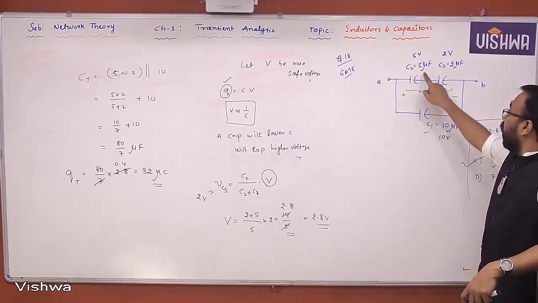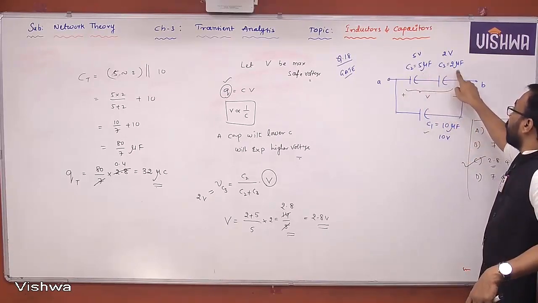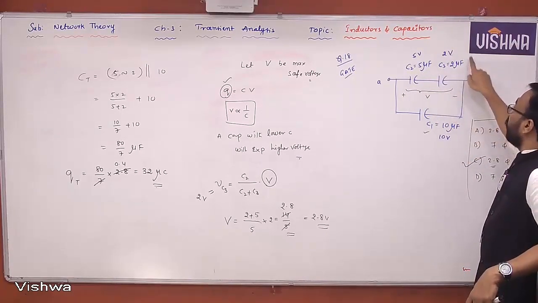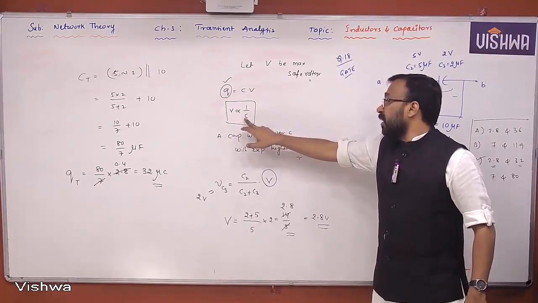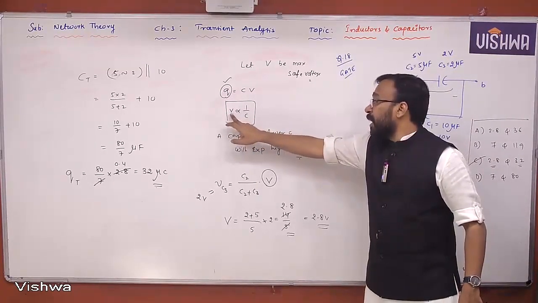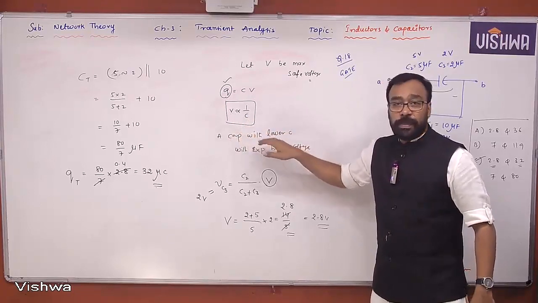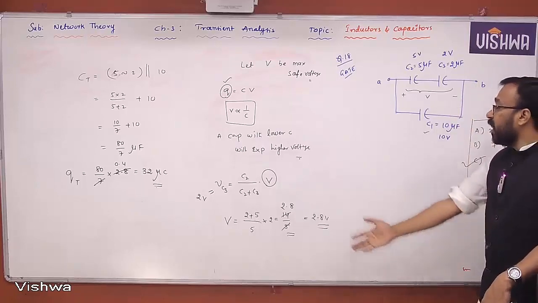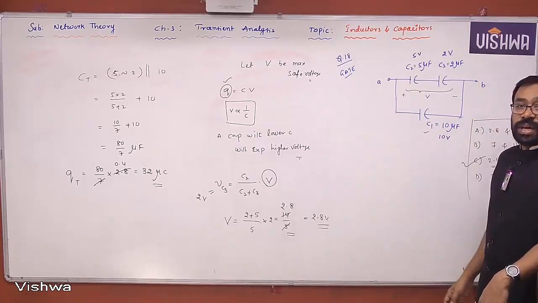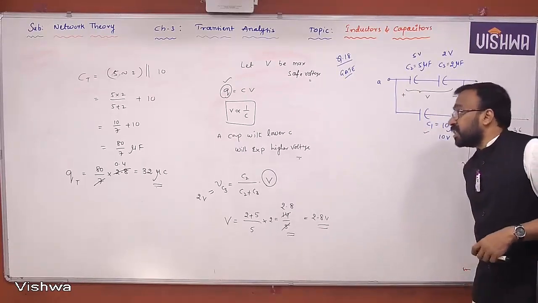That is why, out of this 5 microfarad and 2 microfarad, I have taken only the 2 microfarad, because the voltage is inversely proportional to C. Higher voltage will appear across the capacitor which offers the lower capacitance. So I worked on that particular capacitor and finally I got the answer like this. Please note down this very interesting question.